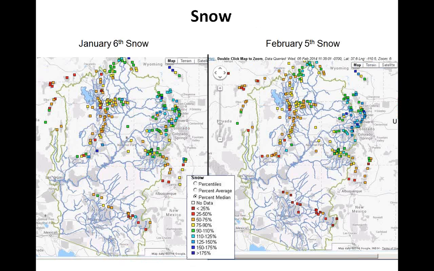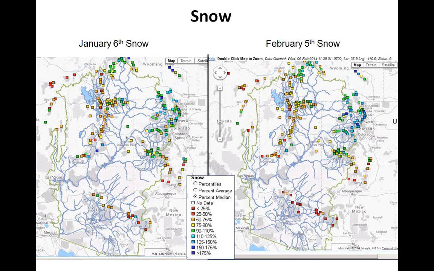Next up, we're going to take a look at the snow. I've got a side-by-side comparison. These are the SNOTEL sites. There's a scale at the bottom. This is represented in percent of the historical median. You can see the January 6th snow on the left, the February 5th on the right.